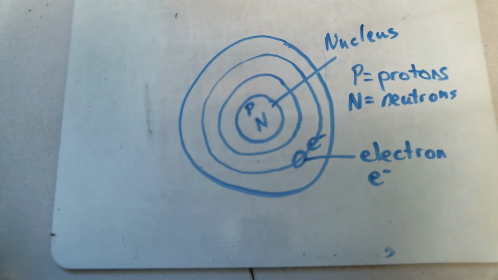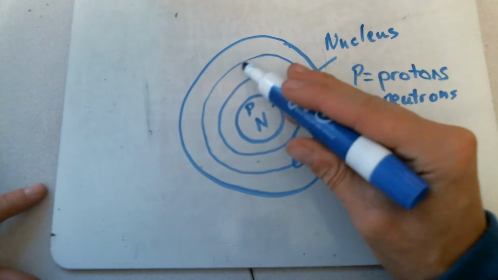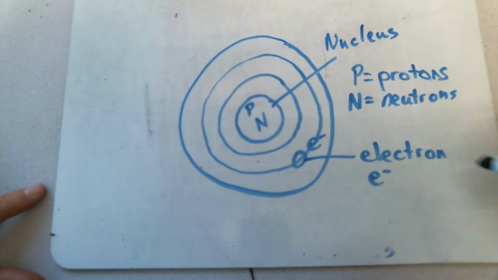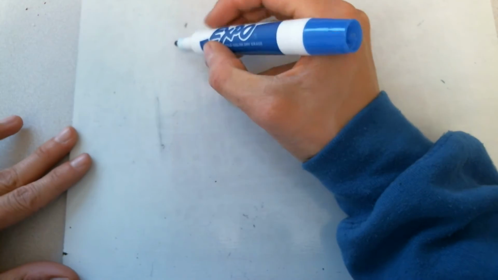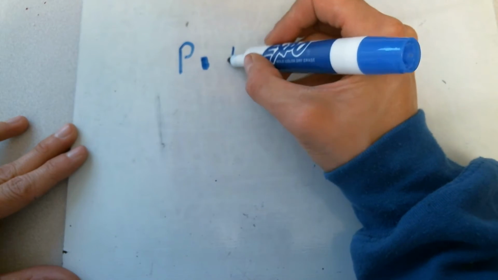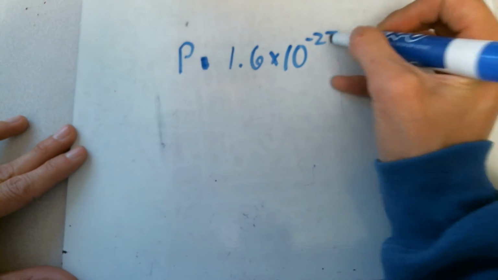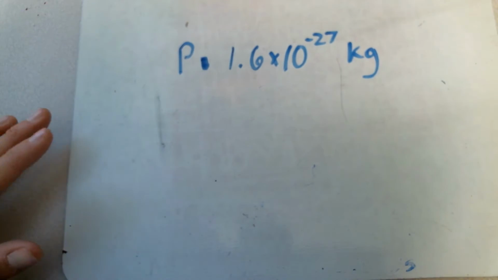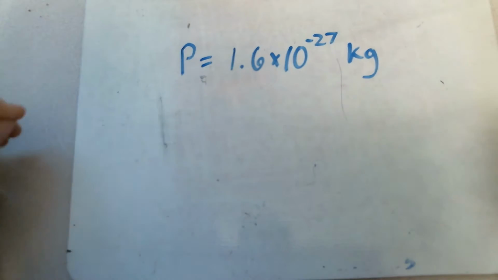So as you can see, the protons and the neutrons are found in the nucleus, and the electrons occur in orbitals outside of the nucleus. So if we look at what each of these particles weigh, let's first look at protons. If we were to write the mass of protons in scientific notation, that's how we would write it: 1.6 times 10 to the negative 27th kilograms.